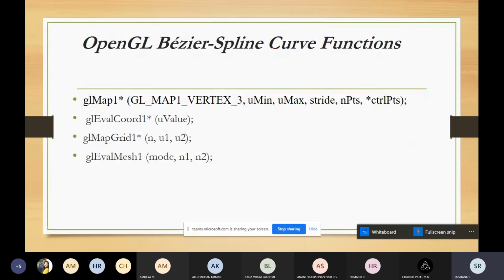Then we have OpenGL functions. We have OpenGL curve functions, using which we can display objects. We can display a curve, we can display a straight line, and we can connect the points with straight line segments also. These functions are available in the OpenGL utility toolkit, using which you can display a sphere, a cone, and other shapes also.